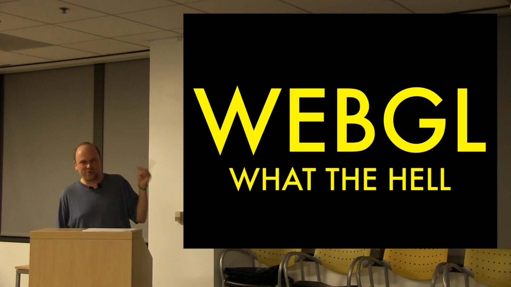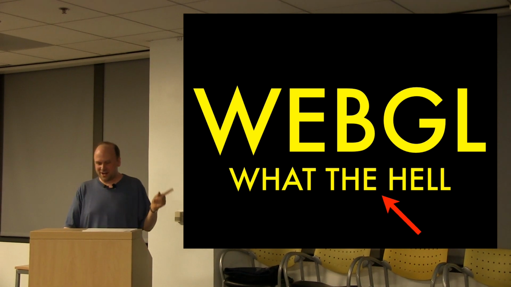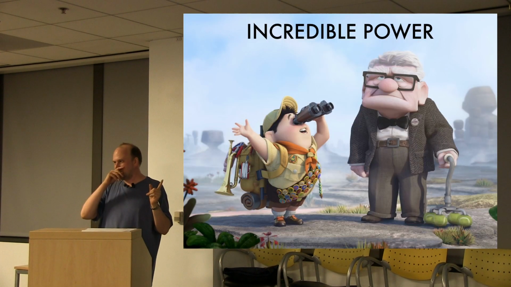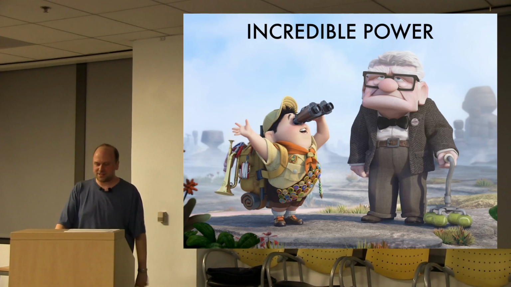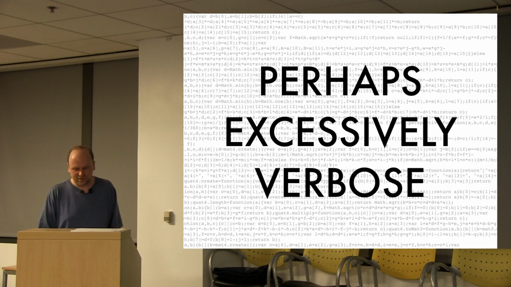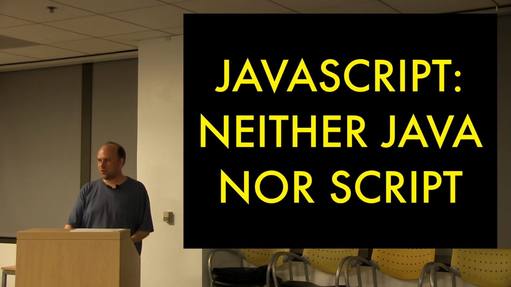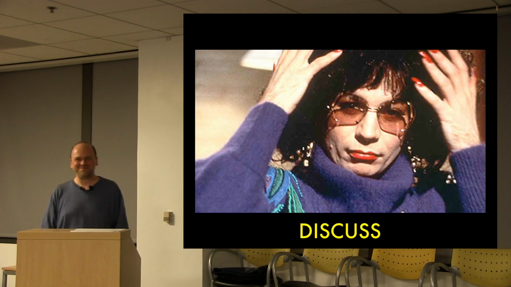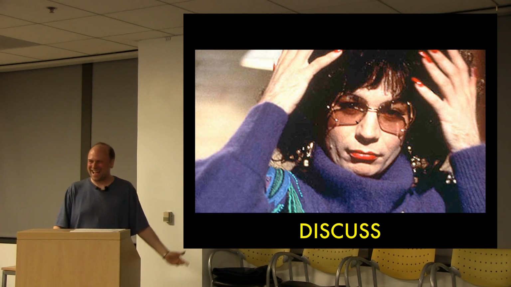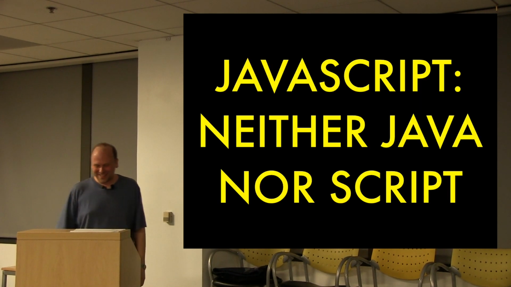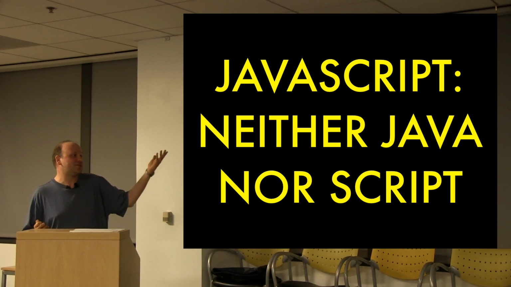But you remember the name of the presentation is WebGL, what the hell? This is why, right? 197 lines of code to draw a circle, a triangle and a square. So WebGL has incredible power, but is perhaps excessively verbose. And this kind of comes down to the fact that JavaScript is neither Java nor a scripting language, right? Sorry, I had to. Yeah, Java, what? Marketing. Sure. Marketing. Okay. Yeah, that's where it comes from, right?